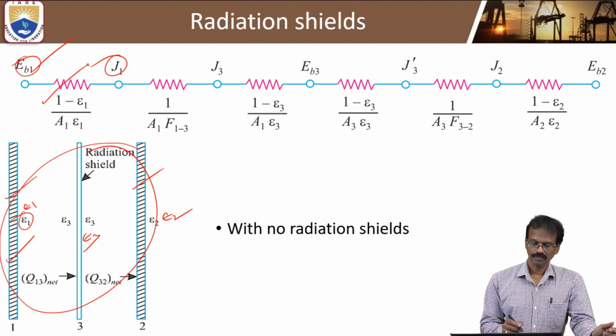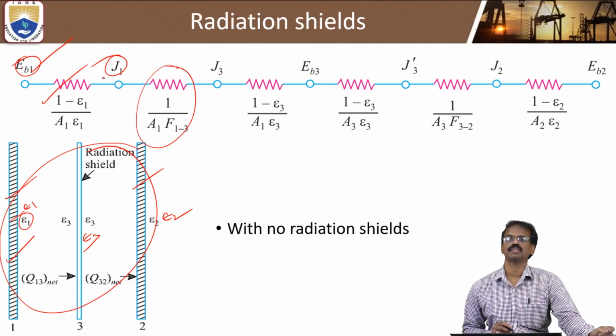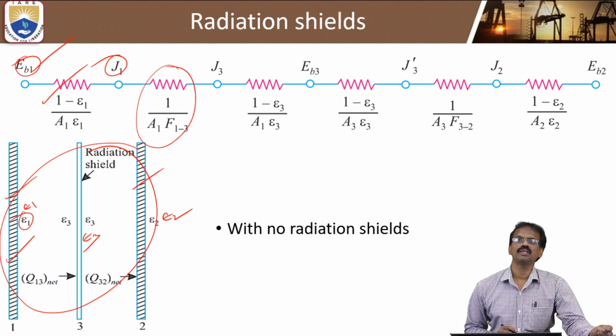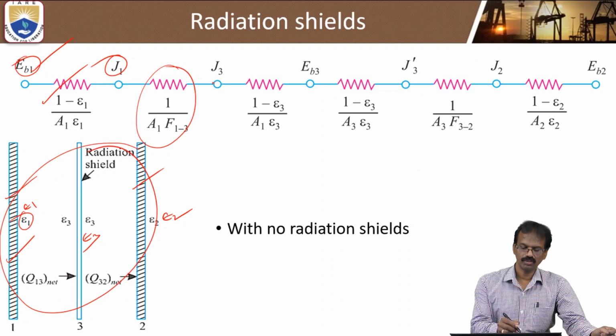Next we'll see the space between the first plate and the radiation shield. So we have to consider the space resistance, that is nothing but 1 by A1 F13, next to J3.